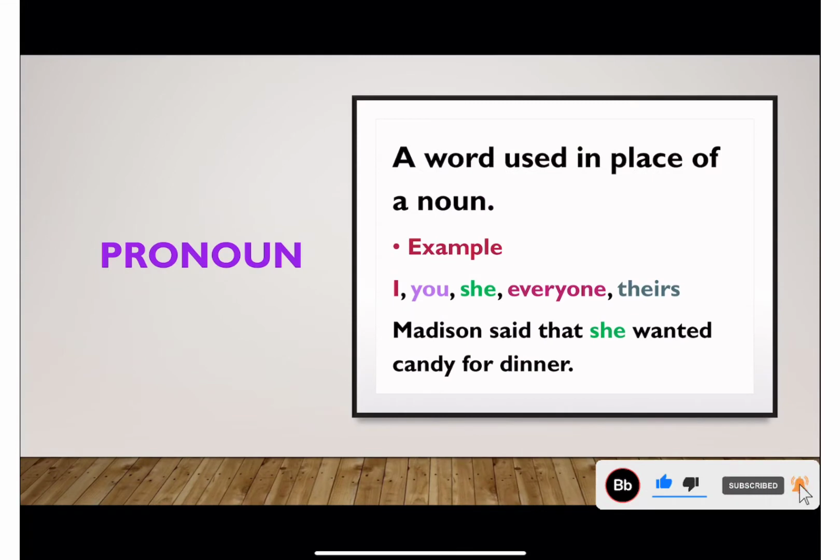Next, we're going to look at pronoun. A pronoun is a word that is used in place of a noun. For example, pronouns could be I, you, she, everyone, theirs. So let's look at the sentence with the pronoun. Madison said that she wanted candy for dinner. We are replacing the word Madison with she because she indicates that Madison is a girl. And that's just an example. Another example for a pronoun could be, we went playing basketball. Who are we? We would be the students who did it together.